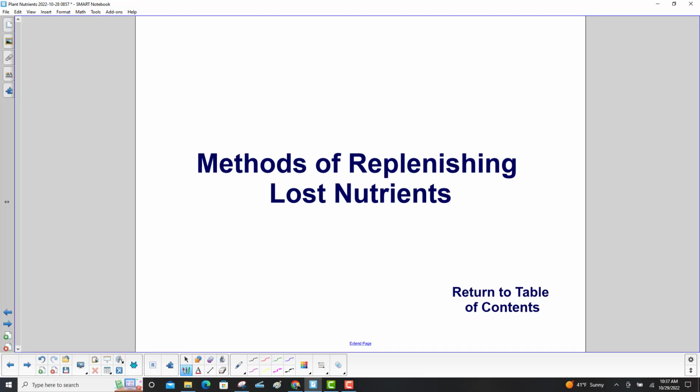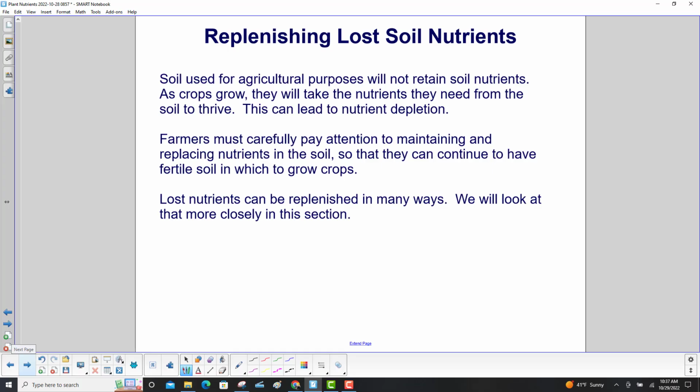Methods of replenishing lost nutrients. Soil used for agricultural purposes will not retain soil nutrients. As crops grow, they will take the nutrients they need from the soil to thrive. This can lead to nutrient depletion. Farmers must carefully pay attention to maintaining and replacing nutrients in the soil so that they continue to have fertile soil in which to grow crops.